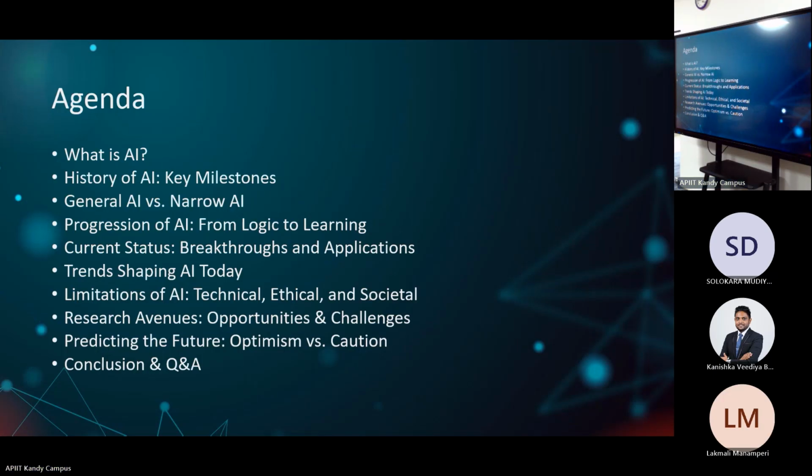So I'll touch on what is AI, which is the fundamental of our talk today. Then how AI came along, like a history. Then we have something called general AI, narrow AI, and then, of course, super AI.